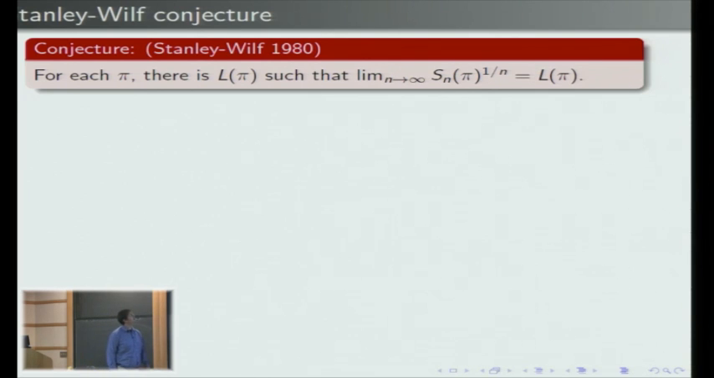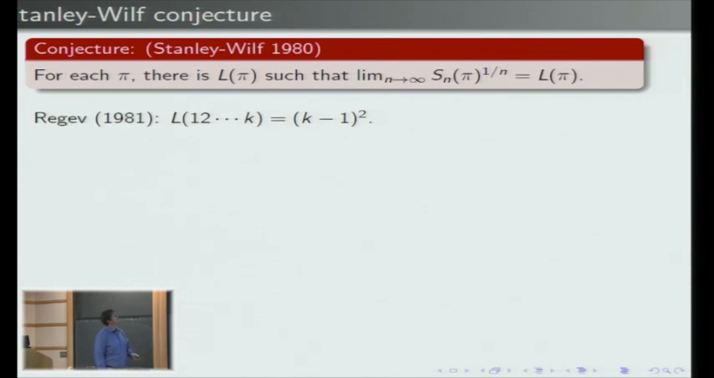This conjecture is equivalent to a seemingly weaker conjecture. This was noted by Arratia. The seemingly weaker conjecture is just that Sn(pi) grows at most as an exponential function in n. And the reason they're equivalent is that Sn(pi) is supermultiplicative in n. So S(n+m)(pi) is at least Sn(pi) times Sm(pi). The reason for this is that if you have two permutations which avoid pi, there's a way to concatenate them so that you still avoid pi.